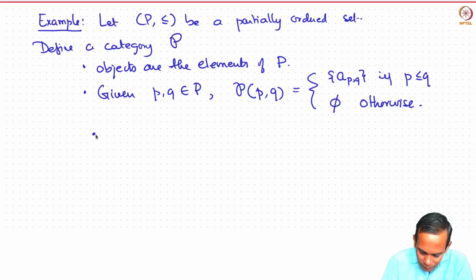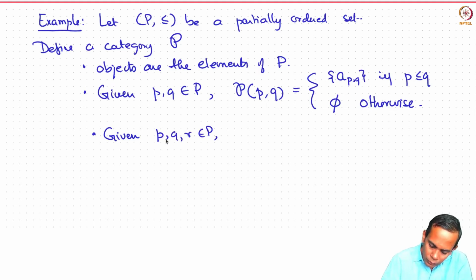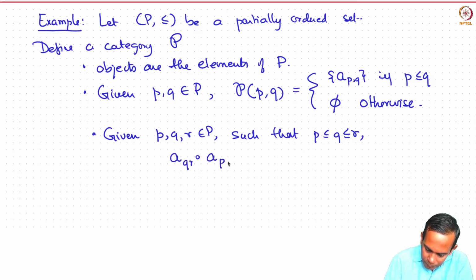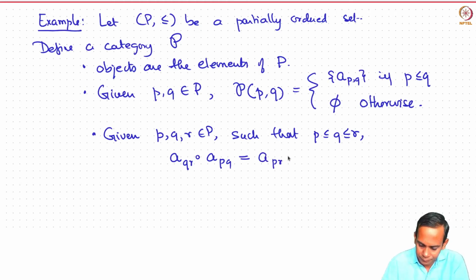And the composition is given by, so now the only way that you can have an arrow from p to q and an arrow from q to r is that p is less than or equal to q and q is less than or equal to r. Then the composition of a_qr with a_pq is the only possibility, which is a_pr. There's only one such possibility.